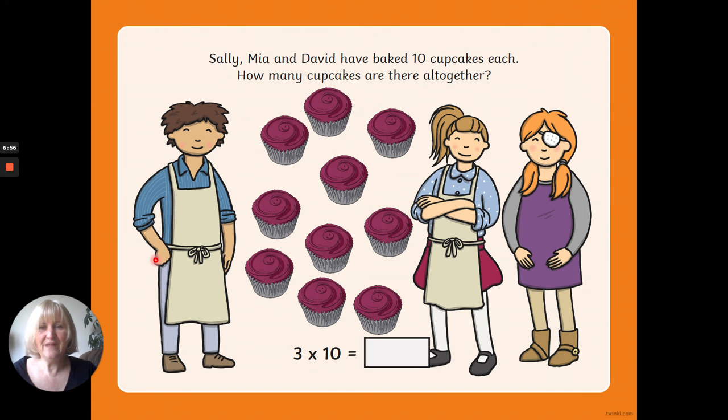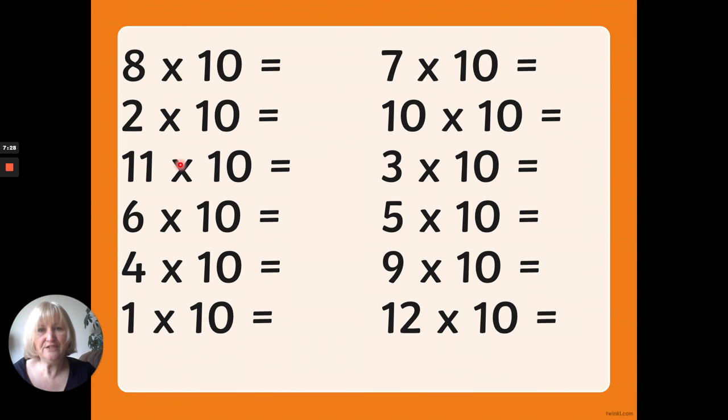Brilliant. Sally, Mia and David have baked 10 cupcakes each. How many cupcakes are there all together? So this is just for one of them. This is just 10 cakes for one of them, but there's 3 people. Ooh, so let's pretend this is Sally here. Sally's got 10. If Mia makes 10, 10 and 10 is 20. And then if we add David's 10, 30. Well done. 3 times 10 equals 30.